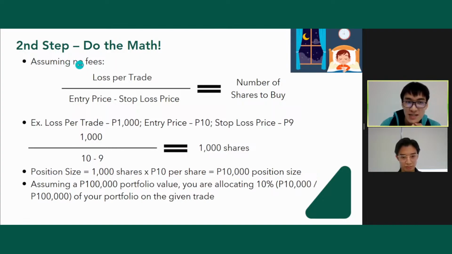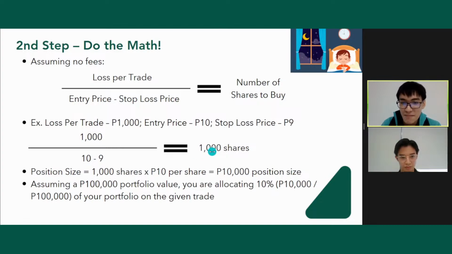So the formula is your loss per trade divided by your entry price minus your stop loss price. So example, like from the previous slide, let's say your loss per trade is 1,000 pesos. So we put it here. Then we get your entry minus your stop loss price. So let's say your entry price, 10 pesos minus 9 pesos. So 1,000 divided by 10 minus 9, so that will become 1,000 divided by 1. So that would equal 1,000.